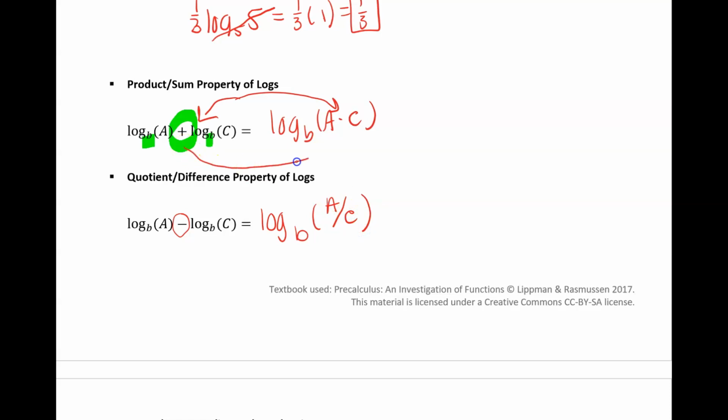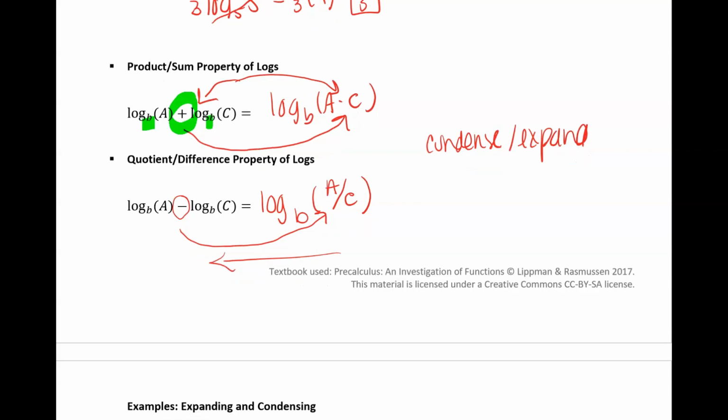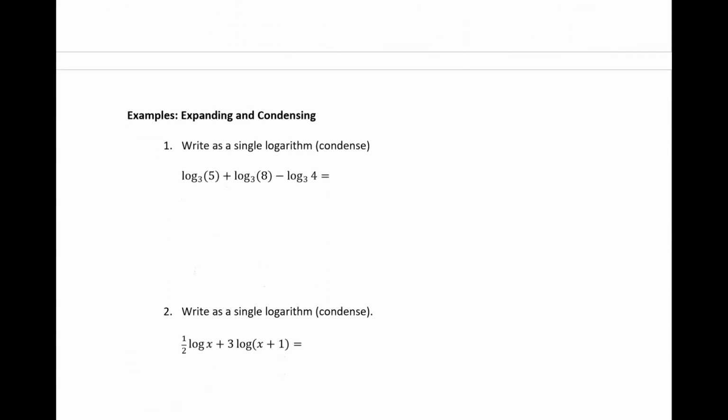So your addition becomes multiplication, your subtraction is going to become division. So this gives us a way to condense down problems, or possibly go the other way and expand problems. So let's see how we can make this work for us. And so it says examples, expanding and condensing.